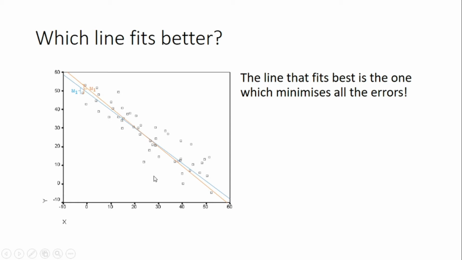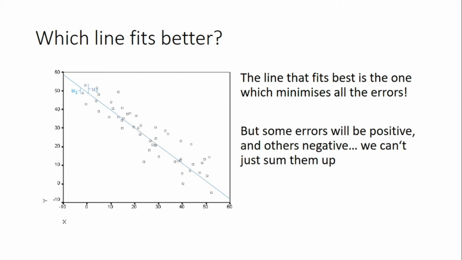Let's look at, say, this dot down here. The orange line is much closer than the blue line here. So now the orange line gives a smaller error term when we look at this observation alone. So we need to somehow add up all these errors. But immediately, you may spot a problem. Some errors will be positive, and others may be negative. We can't just sum them up, not in a straightforward fashion.